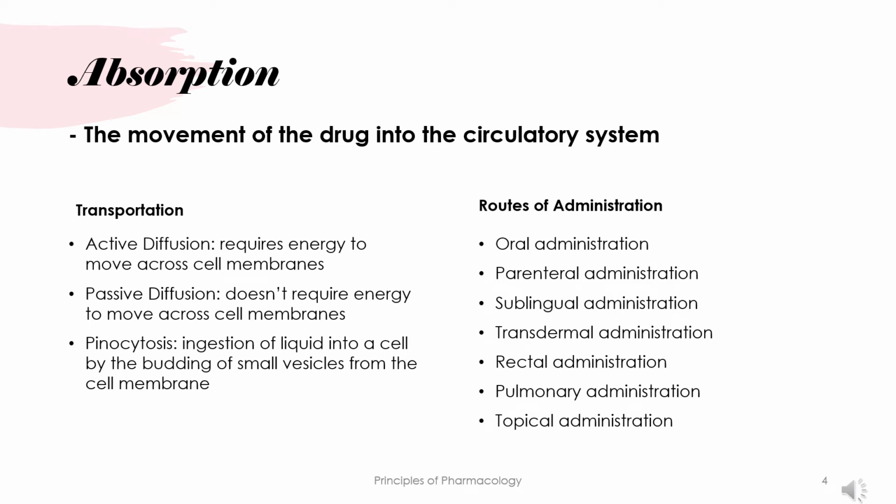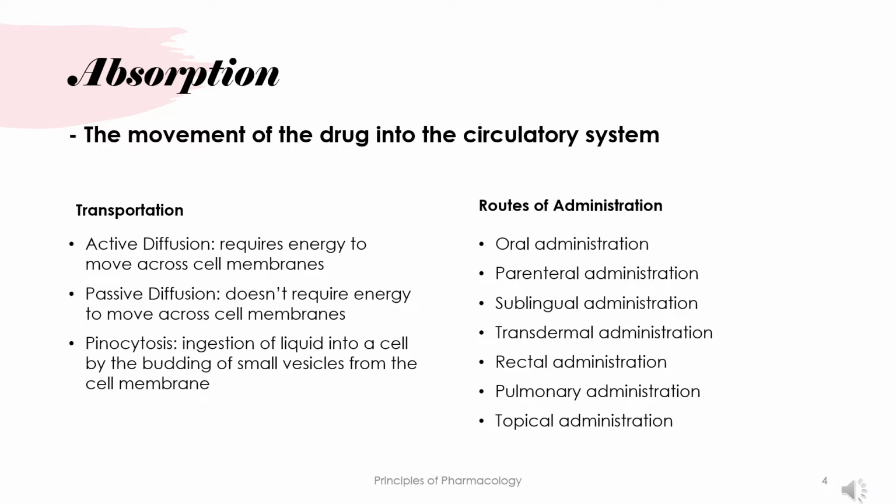Absorption is the movement of the drug into the circulatory system. The drug can be absorbed or transported through active diffusion, passive diffusion, or pinocytosis. Penicillin moves through the circulatory system via active transport. Macromolecules such as insulin or drugs made with large proteins access the circulatory system via pinocytosis, but most drugs rely on passive diffusion to be absorbed.